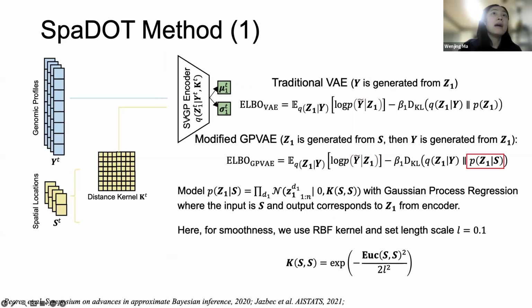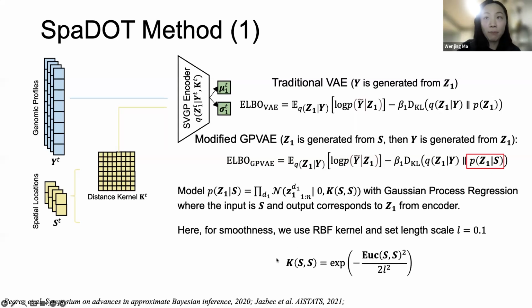When we use the SVGP encoder, what we did is build a kernel function based on the spatial locations. Basically, it is just a distance matrix calculated from all the spatial locations. And instead of the traditional VAE, which assumes that Z follows a standard Gaussian distribution, we assume that it is conditional on the spatial locations.